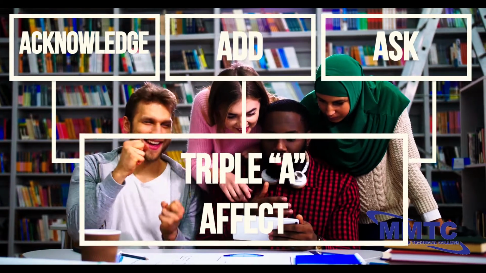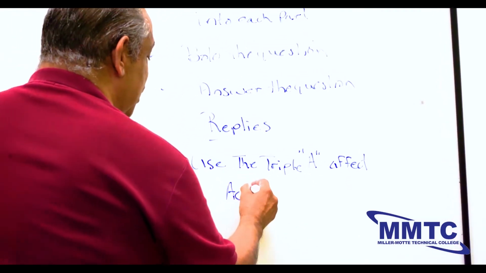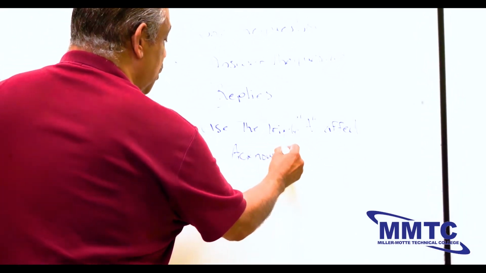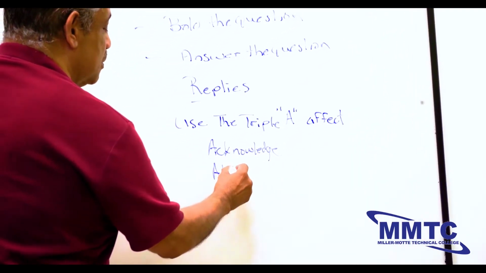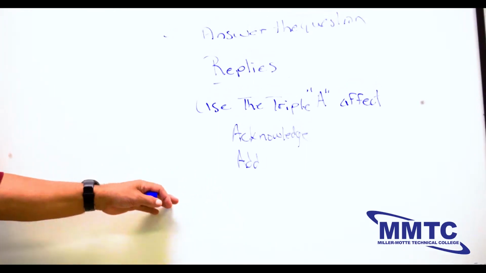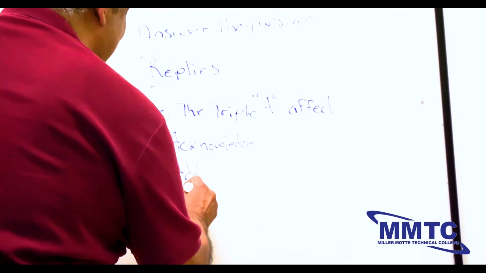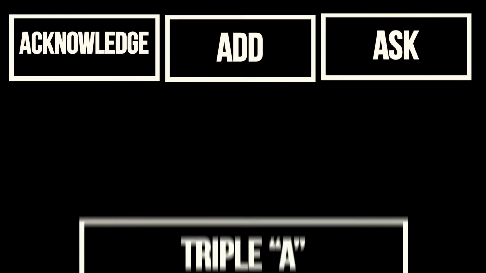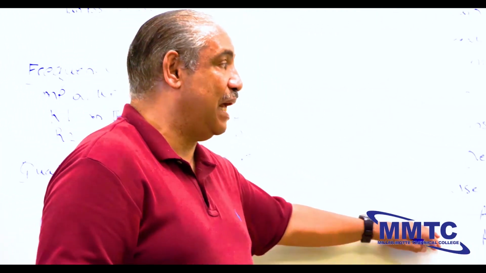A effect. When you use the triple A effect, all you have to do in your replies is acknowledge the person that you're talking to or replying to in this case. Then you want to add to your reply based on what you discovered in your research or in your submission. And then last, ask the student a question. Acknowledge, add, and ask. You need to get that synced into your head. This is the way that you can score real high quality on your replies.